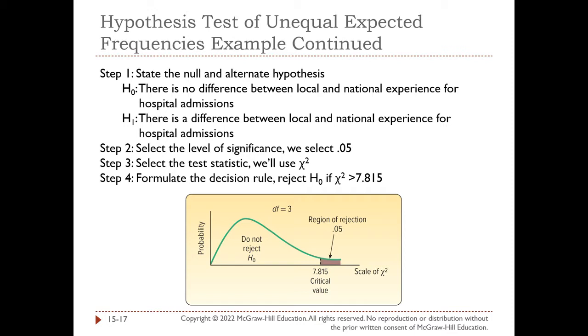And then we're going to select the test statistic. Again, we're going to be using chi-squared since we're all about proportions. And formulate the decision rule. We're going to reject if chi-squared is greater than 7.815. Again, because we only have 4 samples, our degrees of freedom is 3. So it's still the same as the prior example.